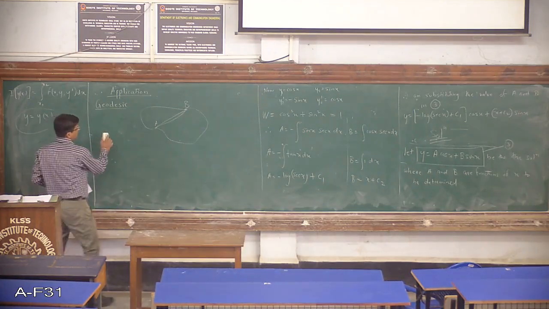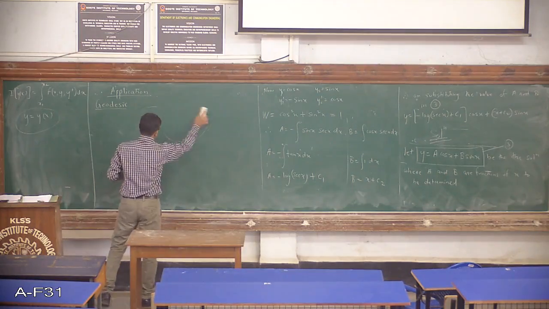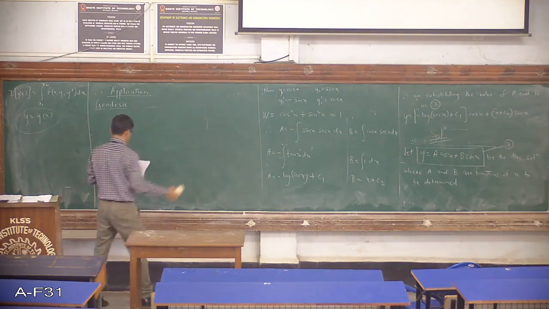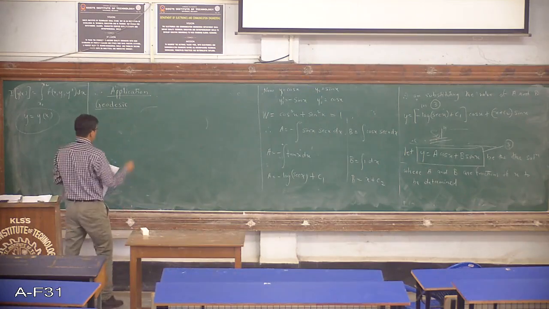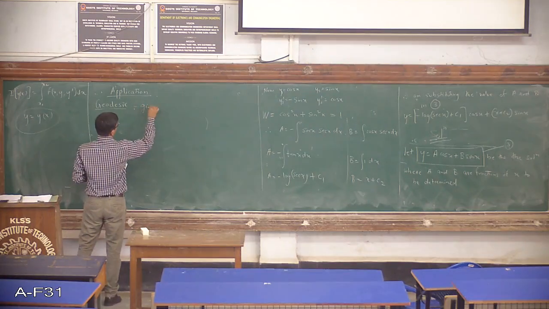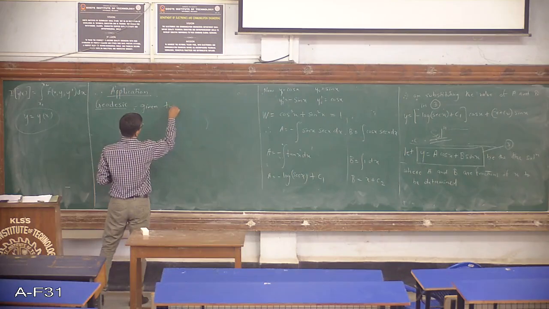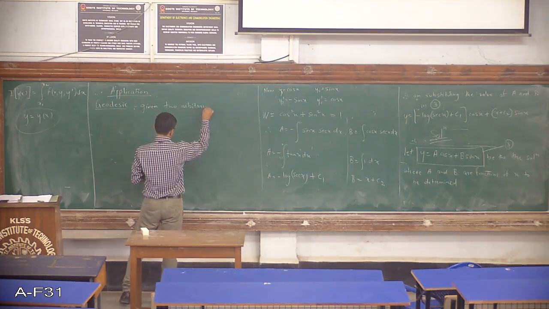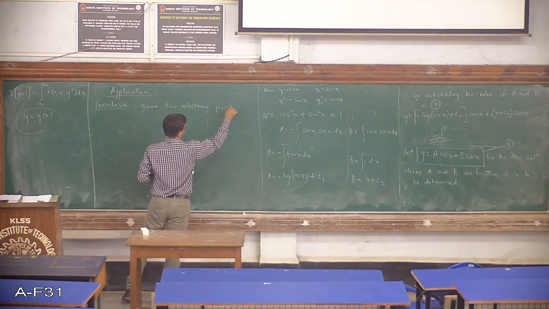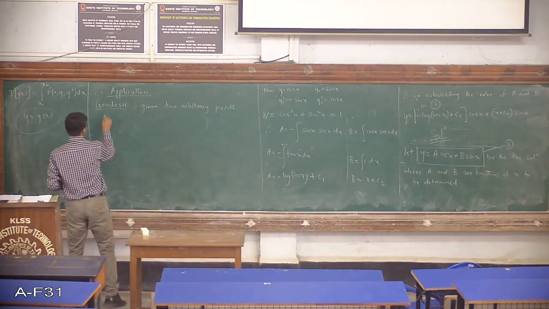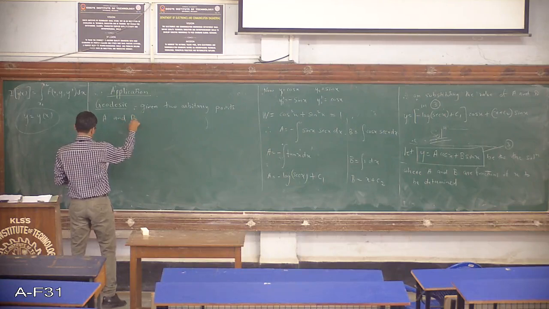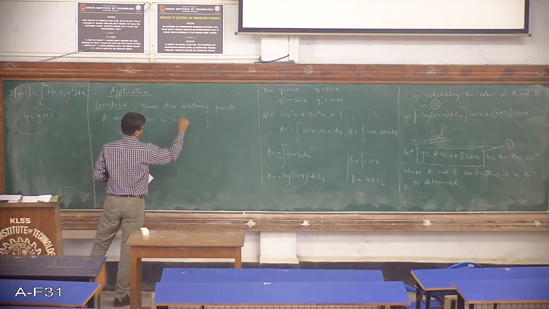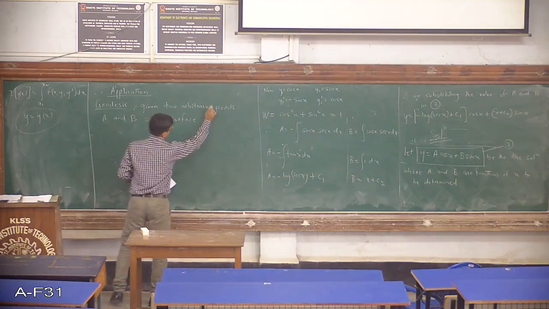So write the definition. Let me write it in a proper manner. I need to find, given two arbitrary points A and B on a surface. So this surface is S.